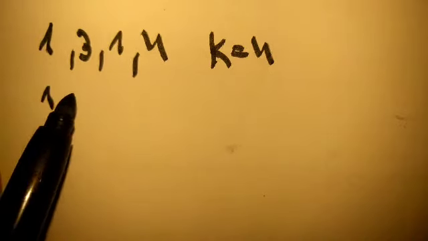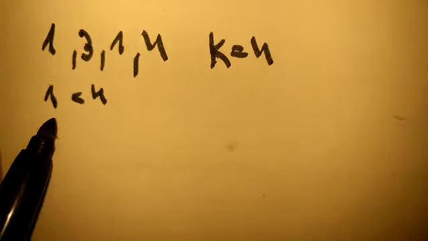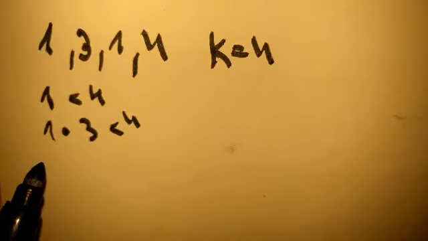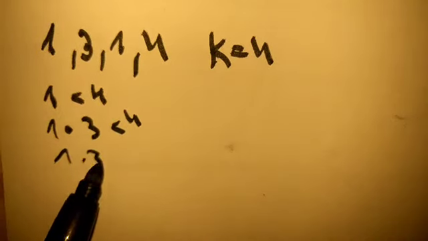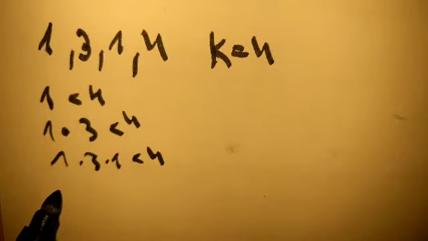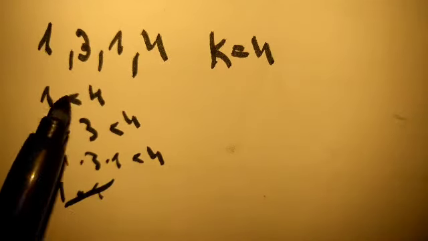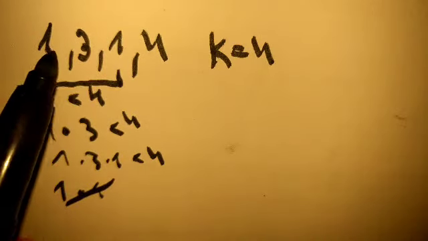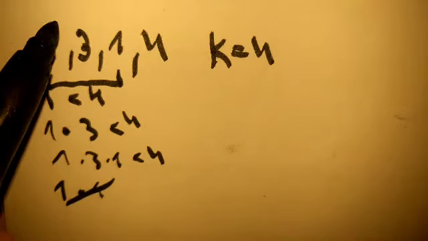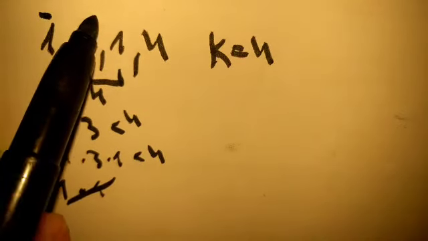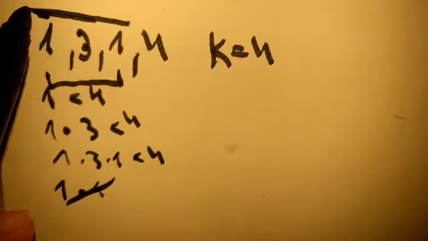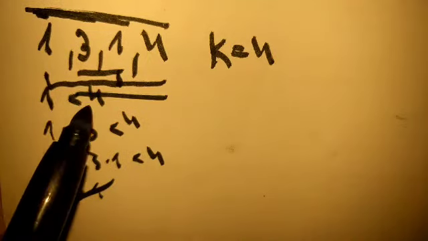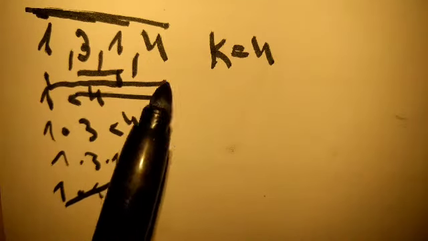So 1 is less than k. 1 multiplied by 3, the product, remember, is less than 4. Okay. 1 multiplied by 3 by 1 is less than 4. But 1 multiplied by 1 is not okay because it's not contiguous. It's having 3 separating. It's not a contiguous subarray. So a contiguous subarray is either this one, or these 2, or these 3, or these 4, or these 2, or these 2, or these 3. Okay, this is a contiguous subarray.